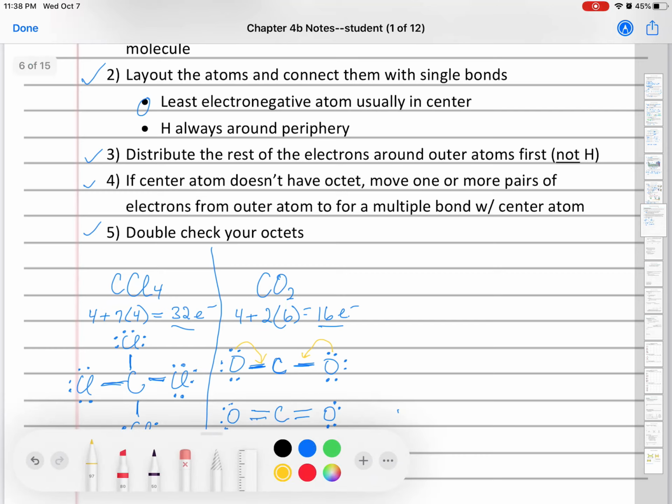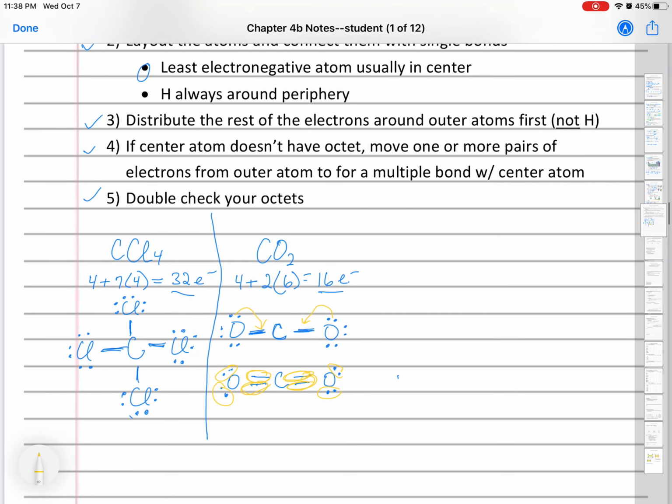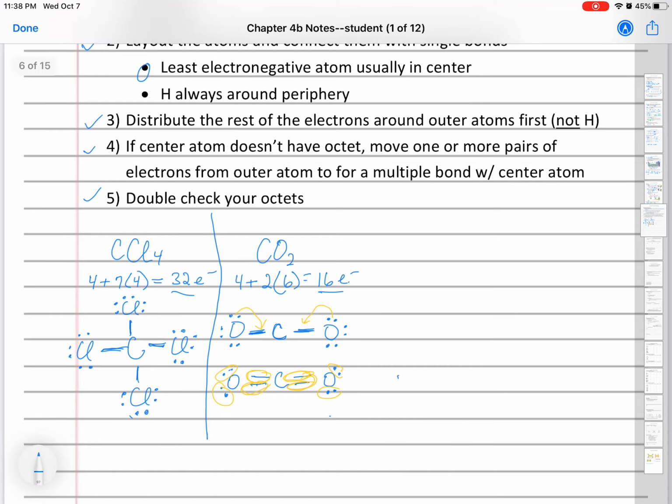So the oxygen has, let me see if I can do it this way. The oxygen has 2, 4, 6, 8. The carbon has 2, 4, 6, 8. And this oxygen has 2, 4, 6, 8. Okay, so everyone has an octet. So that is the correct Lewis structure, and I'll just redraw it cleanly. C, O. And don't forget your lone pairs. It's important to visualize those.